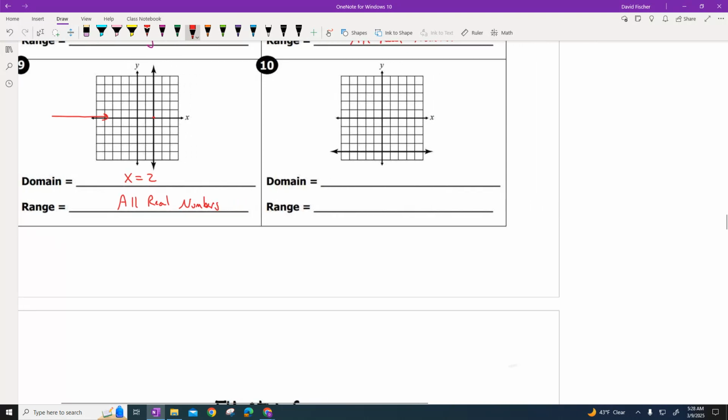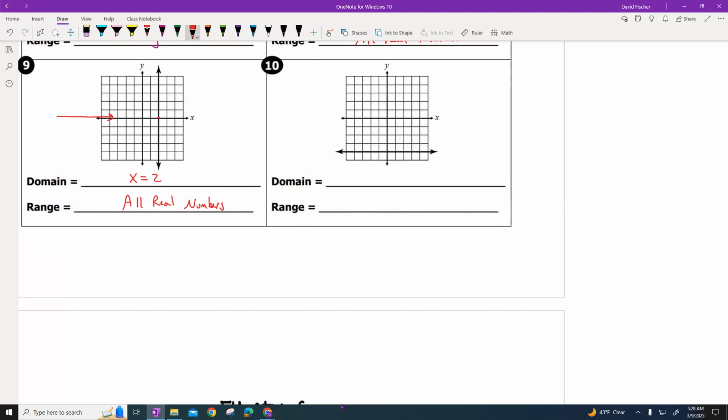Over here, I got a horizontal line. So no matter where I start over here with my pencil, I'm going to look up and down, and I'm always going to hit my graph, because that guy goes forever this way and goes forever that way. So as I move my pencil from left to right, I'm always going to hit that guy. So he's going to be all real numbers.